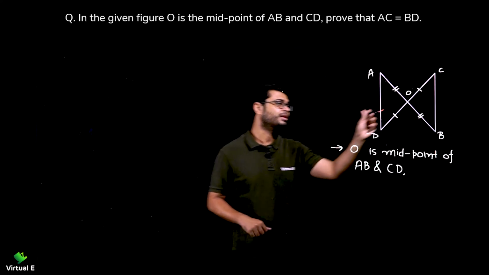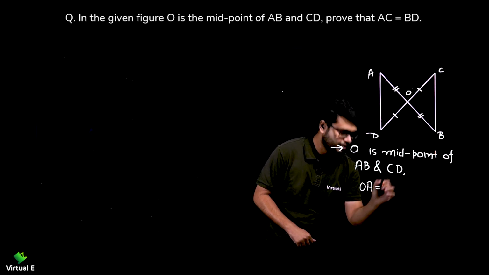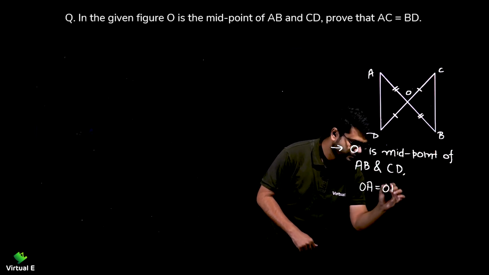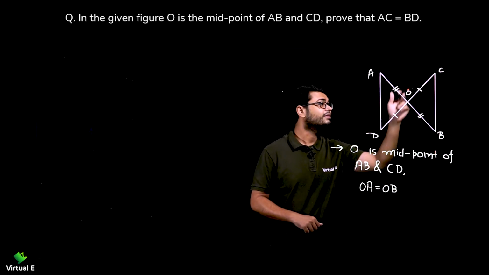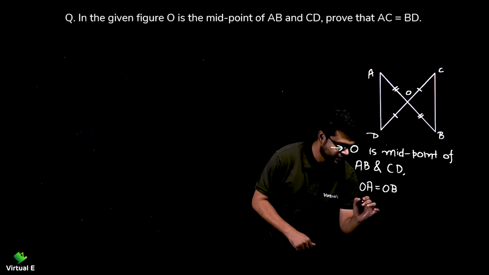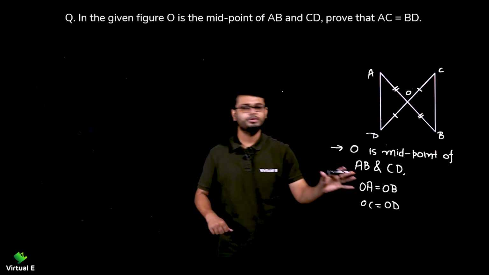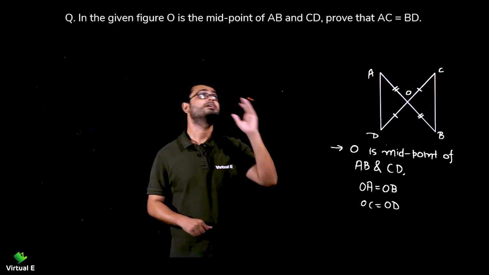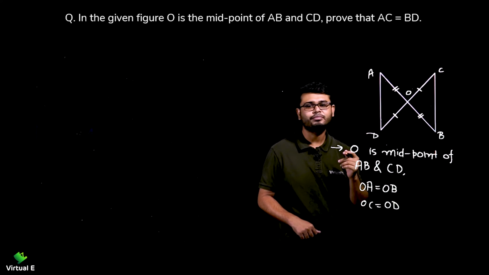So what we can write? We can write that OA is equal to OB. It is marked as well in the figure, it's easy to write it. And then for CD, we can write that OC is equal to OD. We are going to use these conditions to prove the result, which is AC is equal to BD. So how can we prove that?